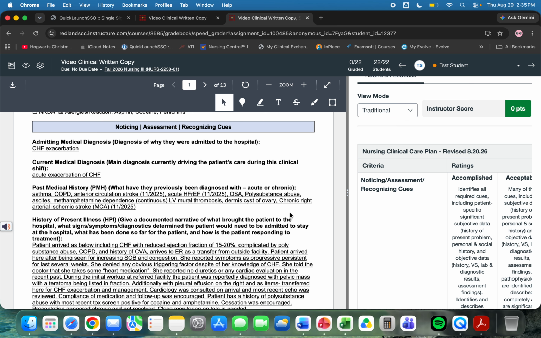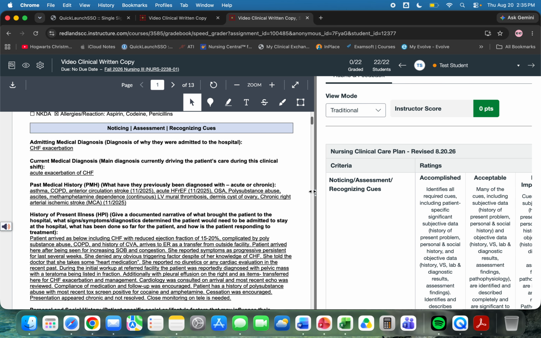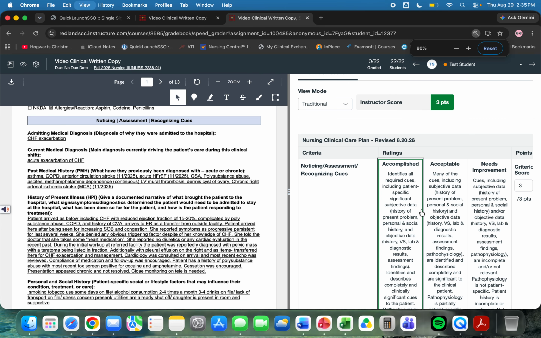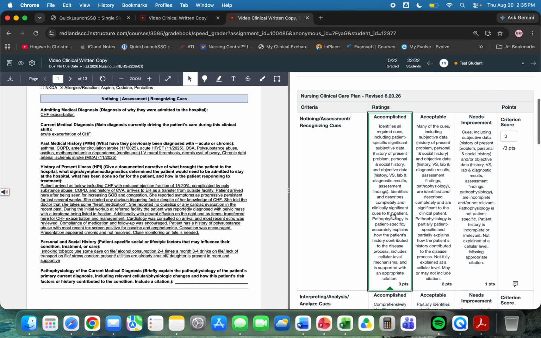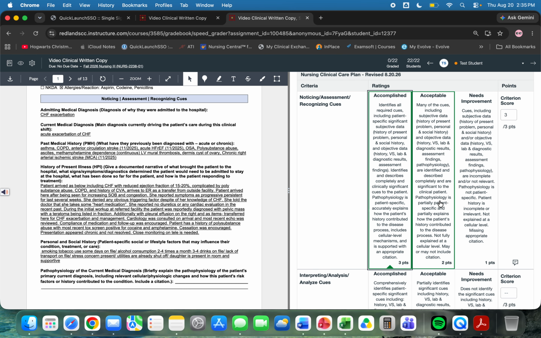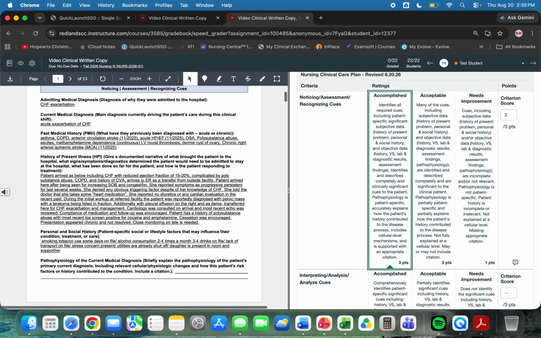From there, we actually start grading. I'll make my screen a little bit smaller so we can see the criteria. Every section of the care plan has its own grading criteria, so you'll notice that they correlate with the header on the care plan. Noticing, assessment, and recognizing cues is this whole section right here.